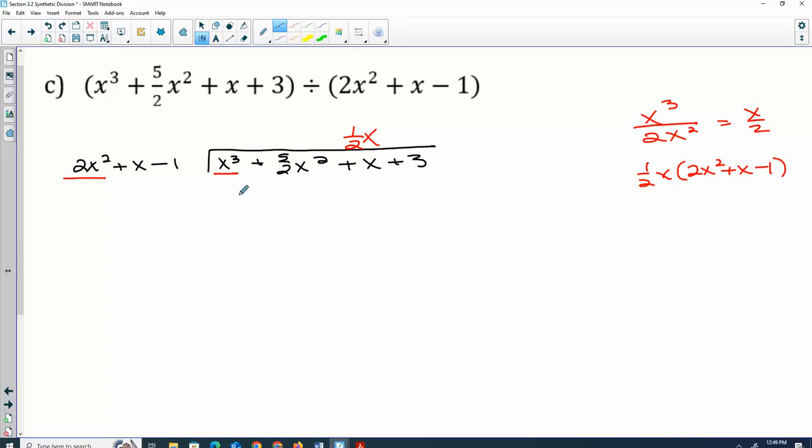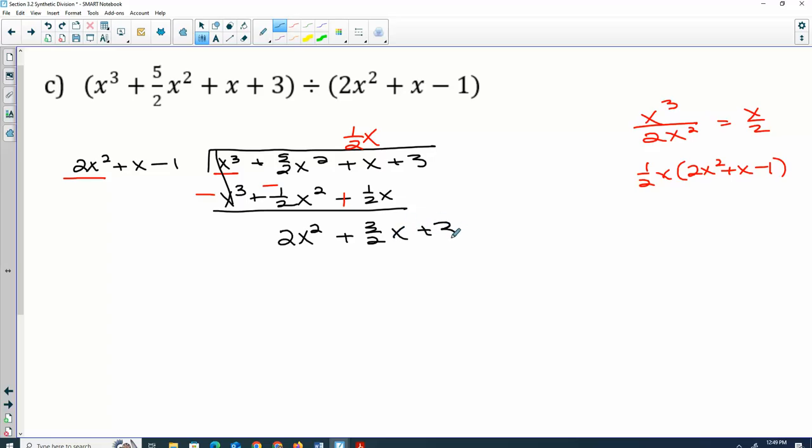So that gives me x cubed plus 1/2 x squared minus 1/2 x. Then what do we do? Subtract. So change all of our signs. Positive and negative x cubed cancel. 5 halves minus 1/2, 4 over 2, which is just 2x squared. 1x plus 1/2 x, so 3 halves x. And my plus 3 comes down.